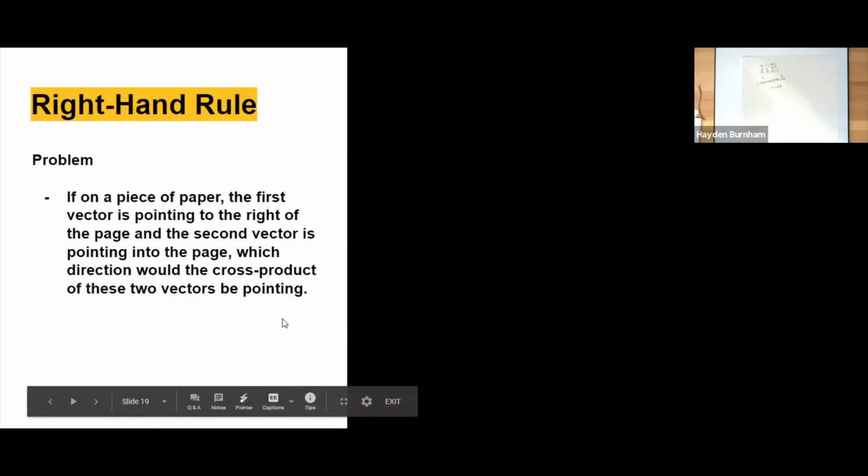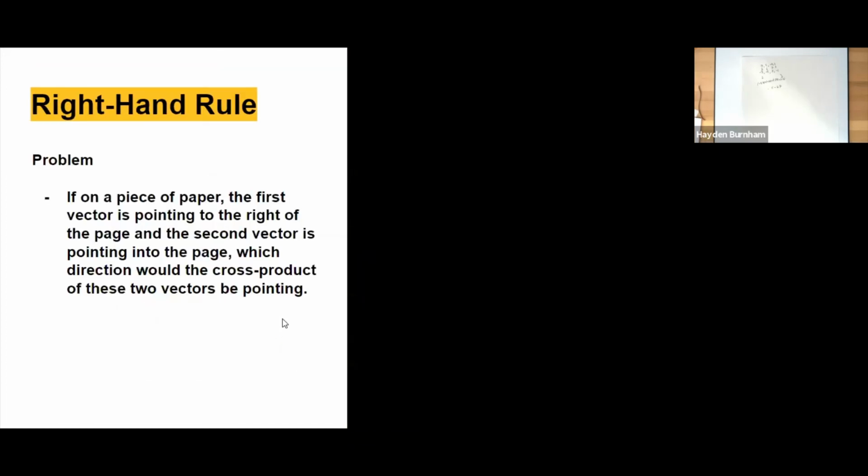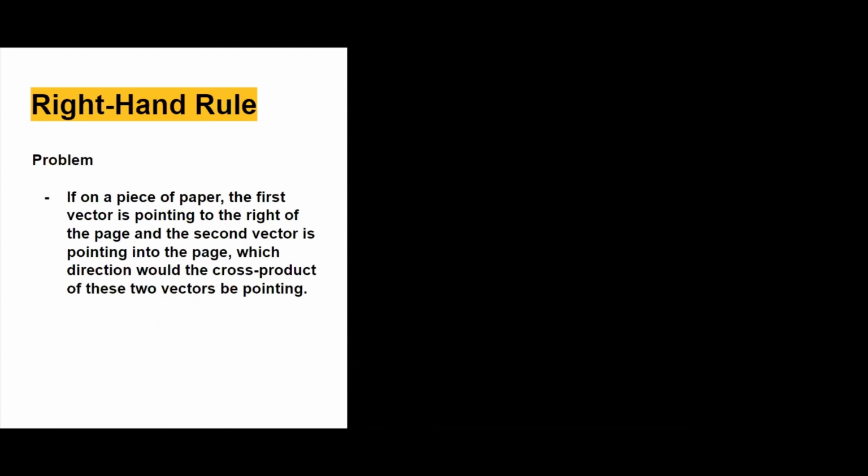So here I have a problem. It's saying, on a piece of paper, the first vector is pointing to the right of the page. And the second vector is pointing into the page. So the question is, what would be the cross product of these two vectors? What do you think it would be? Would it be pointing down?